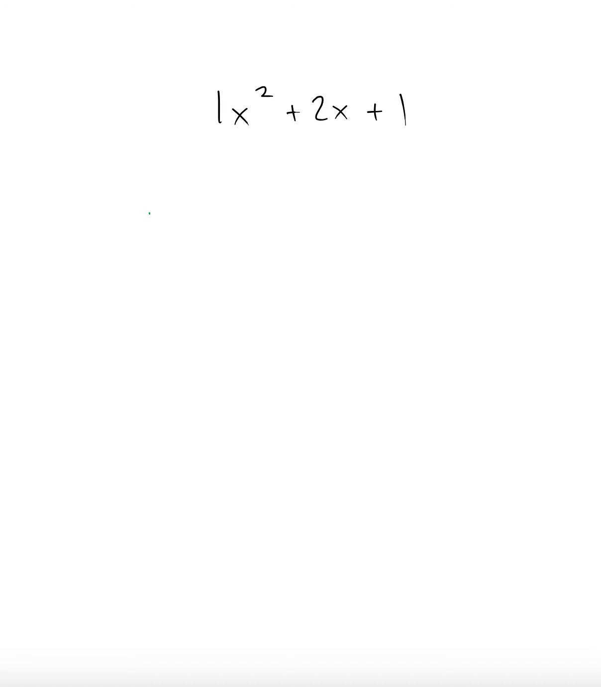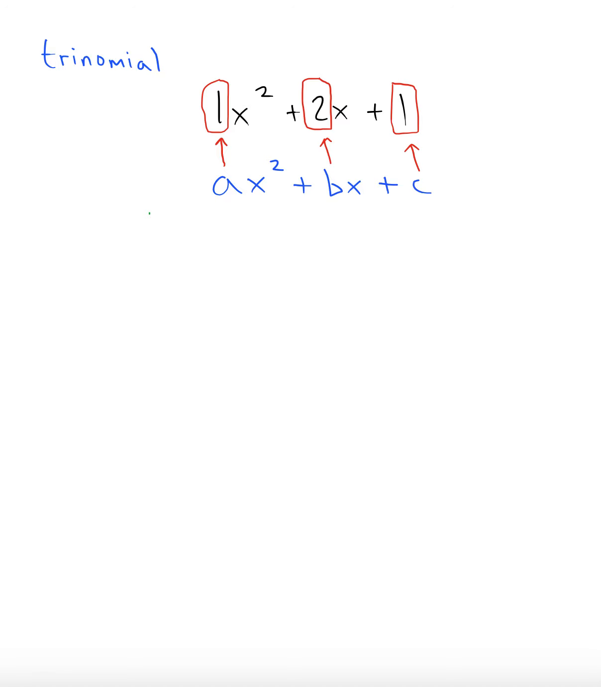A quadratic trinomial. A trinomial has three terms. And it's going to come in the form of ax squared plus bx plus c, where a represents the number that's attached to x squared, b represents the number that's attached to the x term, and c represents the constant that's alone.